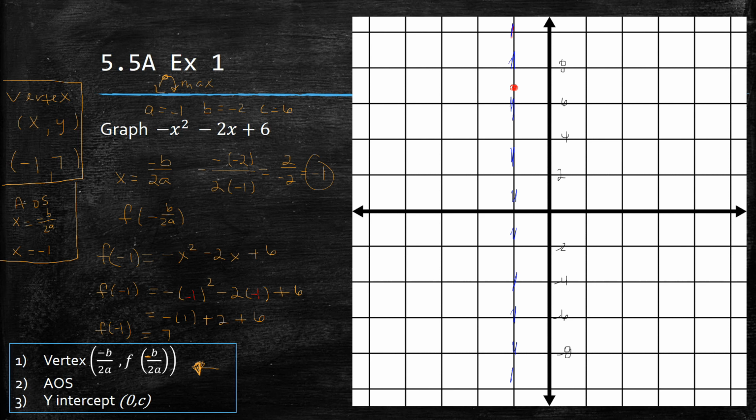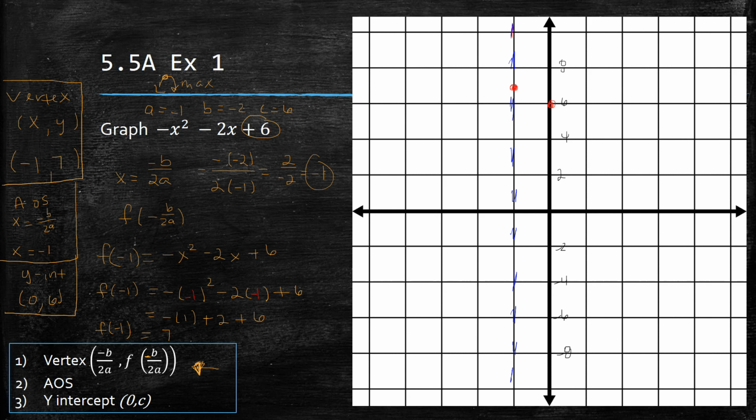Okay, and then last but not least, we have our y-intercept, which is the point 0, whatever c is. Well, c is 6. Okay, no math, just plugging in numbers. So we can plot that point as well, 0, 6.